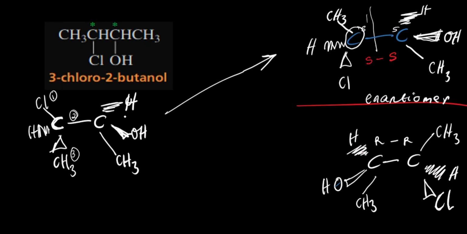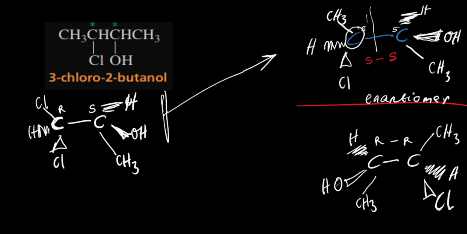Notice that the configuration of this still remains an S. So this is 1, 2, 3. We're moving in a clockwise direction, so this has an R configuration. So this is an RS. Now let's create a mirror image of what we have here, a mirror image of this particular molecule.